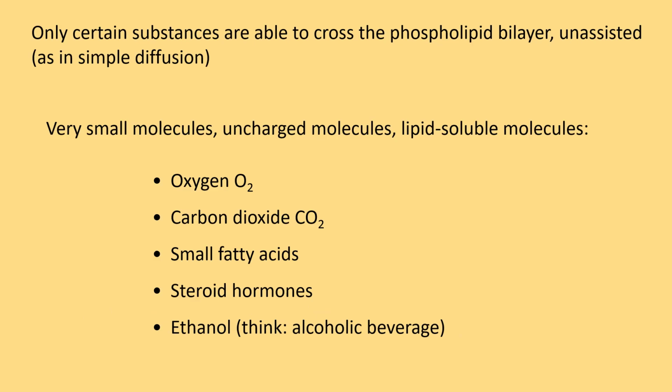So we're talking about diffusion, and specifically simple diffusion. Simple diffusion means a substance crosses through the phospholipid bilayer where there's no involvement of a membrane protein. So only certain substances are able to pass through that phospholipid bilayer. That's called simple diffusion, and all of the substances that can do that have the following properties. They are uncharged, so not ions. They are uncharged molecules, and they are small molecules, and they are lipid-soluble molecules.